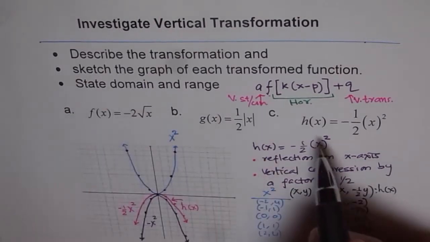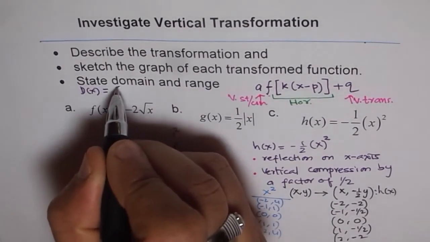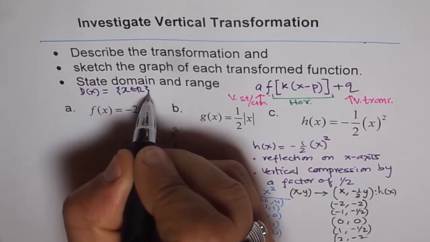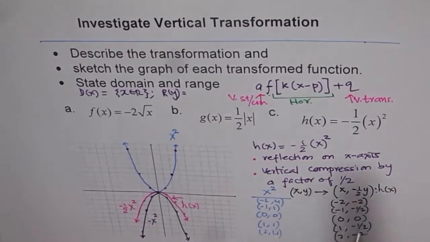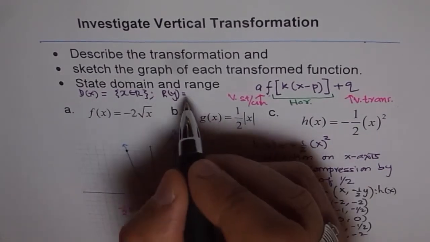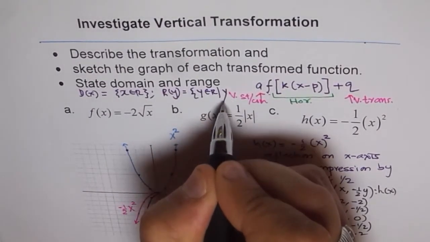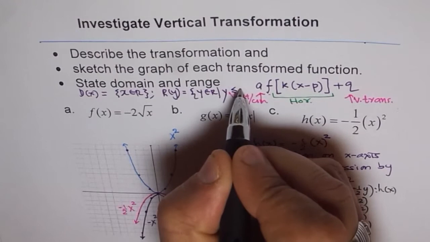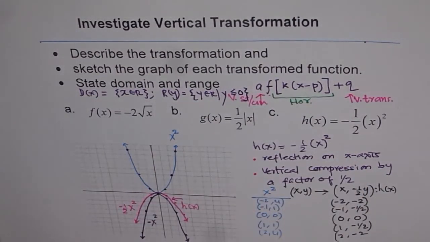So I'm writing for h of x. So we say domain is x belongs to real numbers. Now how about range? Now as far as range is concerned, you have seen that it is reflected, and that reflection changes the range from greater than to less than. So we have range that y belongs to real numbers, but y is less than or equal to 0. Is that okay? So that is the range, which you can also see from the graph. So that completes our work on this.